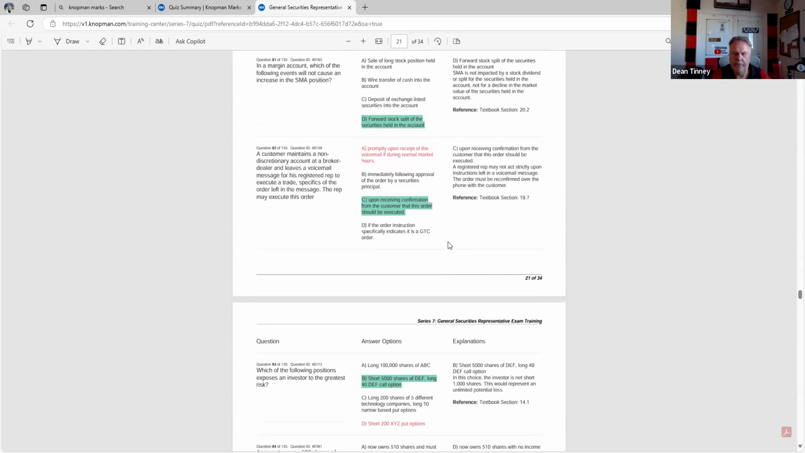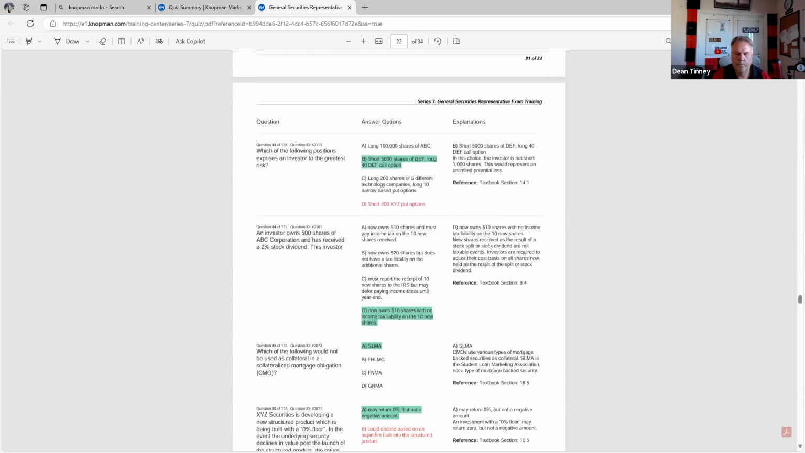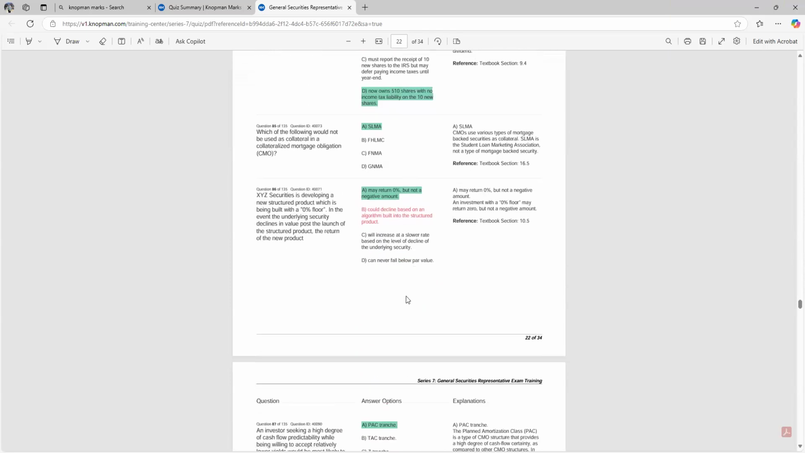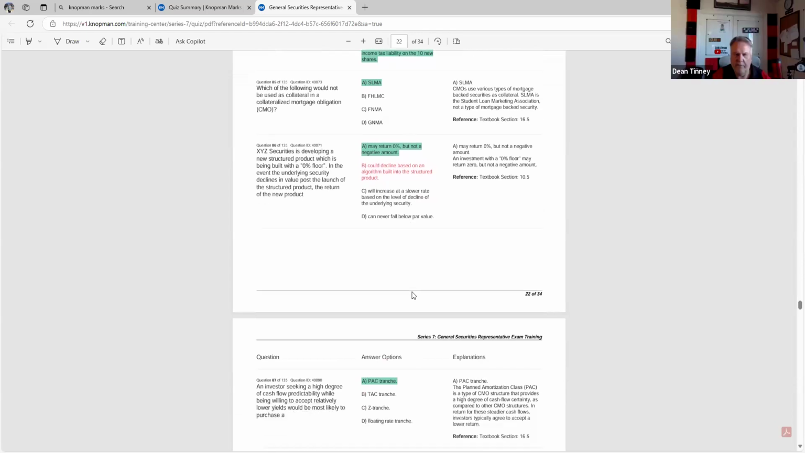Yeah, I think this one we talked about. I think I was going to go for C just because I think that was the most common sense kind of one, right? Yeah, we talked about this one, right? The put is to zero, but here you only have protection on 100 shares of the 1,000, so that's why it's B. Oh, okay. Yeah, that was a tough one. But could decline based on the algorithm build. Yeah, who cares?